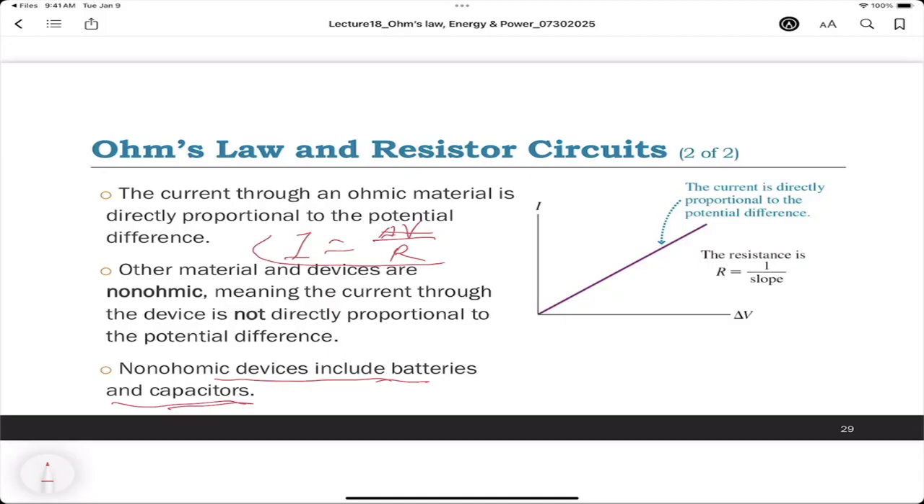So for batteries and capacitors, we cannot use this equation. This equation is just for ohmic material. The current is directly proportional to the potential difference, and the resistance is 1 over the slope. Because delta V equals R I, if it is the slope, the x-axis value should be I and the y should be delta V. But here it is opposite, so I equals delta V over R. Am I right? So this is just 1 over the slope. That makes sense to you?